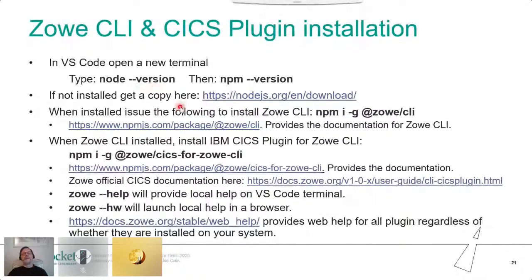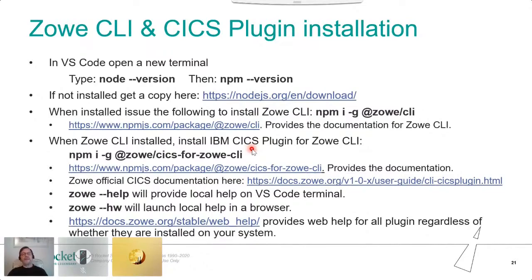And so what I did was I went off to nodejs.org, went to download, and issued an npm command to install the Zowe CLI, and I gave you a link to the documentation so that if you want to, you can go there. Once I had the Zowe CLI installed, I also wanted to install the Zowe CICS CLI plugin. Now, I did it from NPM. I was told there is an official CICS site to download it from, and so you can choose either here, or just issue this command, and it will download it for you.